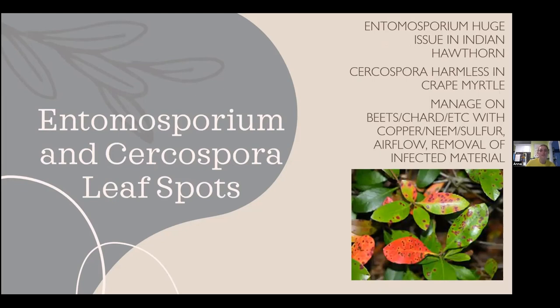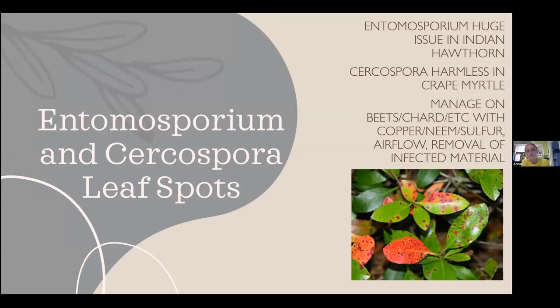Entomosporium and Cercospora leaf spots, really prevalent this time of year. I mentioned it in crepe myrtle, beets, and chard also. You can manage it in your vegetable crops with copper, neem, or sulfur, good airflow, so don't really pack your rows of beets and chard together. Removal of the infected material promptly, so maybe clip those leaves off in the mornings when you notice them. But it's not really a huge issue. It doesn't cause a lot of decline if you stay on top of it.